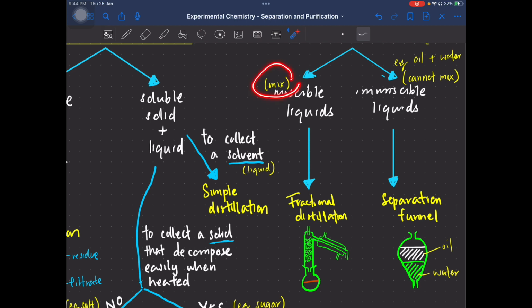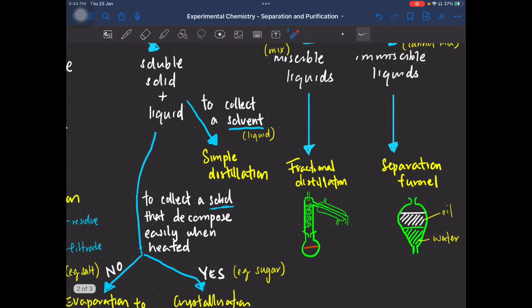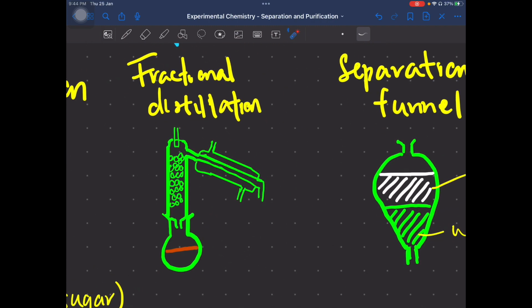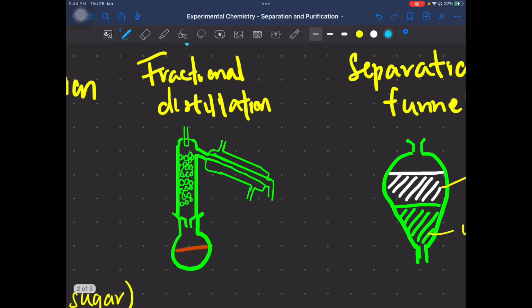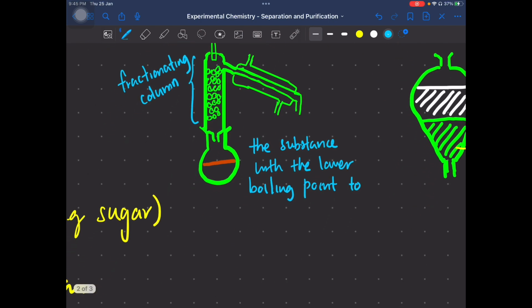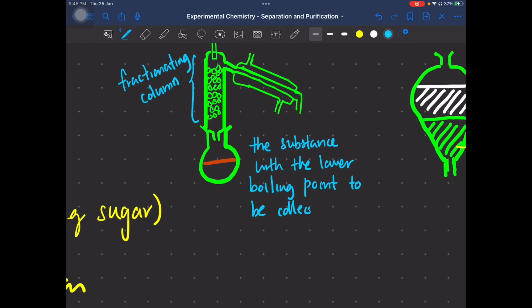However, if they actually mix well together, then that's when we need to use this method called fractional distillation. So fractional distillation, if you recall when you look at the diagram itself, it is a setup that looks quite similar to simple distillation, but it has this part that we call a fractionating column. So what it does is that it helps to allow for the substance with the lower boiling point to actually be collected first.